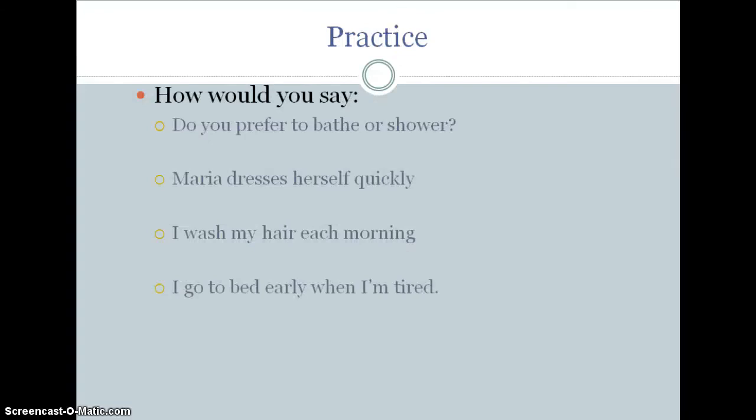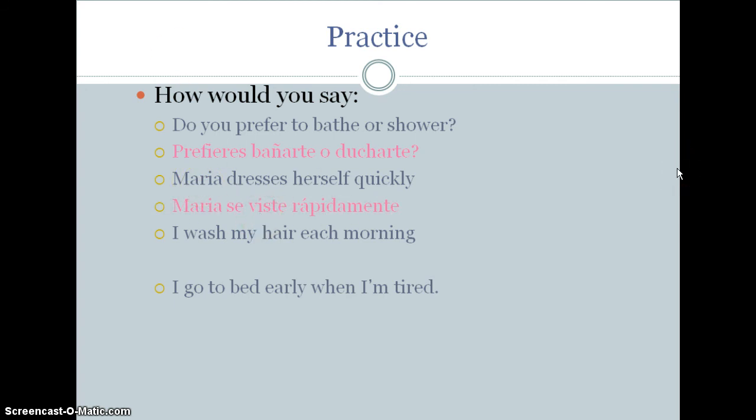How would you say, do you prefer to bathe or shower? And obviously you need to pause the video if you're trying to think of this on your own. It is, prefieres bañarte o ducharte? See the te on the end because I'm talking to you. And because there's a conjugated verb, all I'm doing is leaving it in the infinitive and just changing the se part to reflect who I'm talking to, which is tú. María se viste rápidamente. María is getting dressed. She's doing that to herself, so it stays that way.